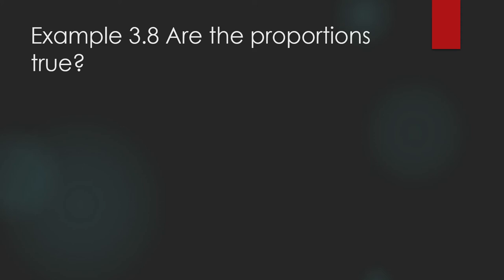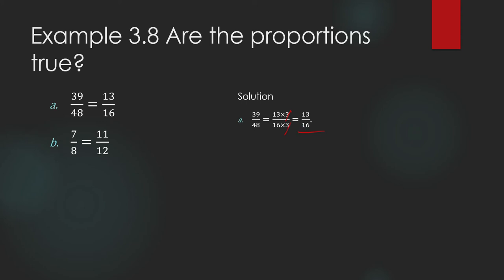Example 3.8, are the proportions true? Is 39 over 48 equal to 13 over 16? Is 7 over 8 equal to 11 over 12? Let us solve letter A. Let us reduce 39 over 48 to its reduced form. 3 is a common factor, and dividing by 3 will give you 13 over 16. So 39 over 48 is indeed equal to 13 over 16 because 13 over 16 is the reduced form of 39 over 48.